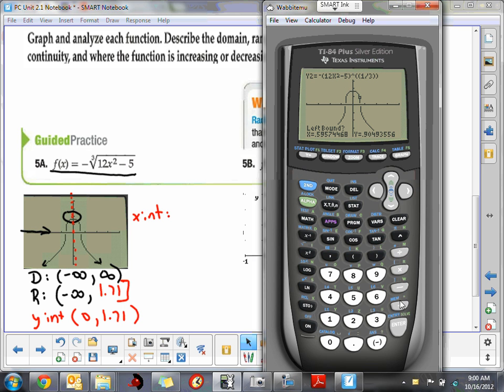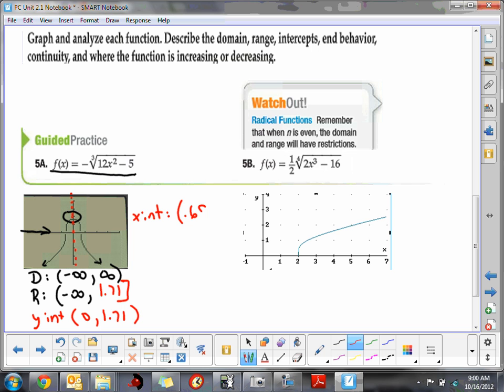Just got to be on the left bound side. Hit enter. You've got to go to the right bound side. Hit enter, and it's going to search in between that interval, and it tells us that we have a zero at a positive 0.65. So round to the nearest hundredth, it is (0.65, 0).